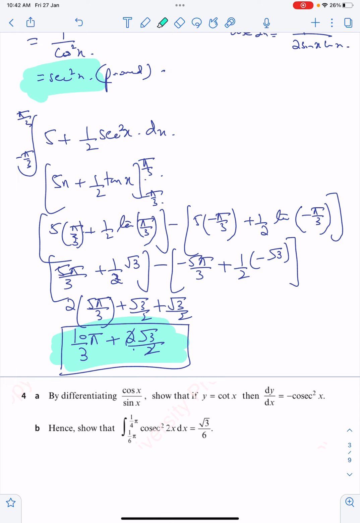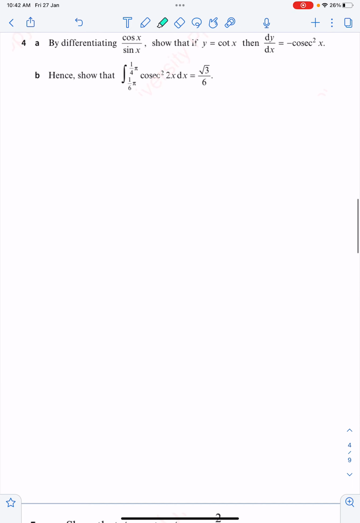Okay, moving on to this question. By differentiating cos x upon sin x, show that if y is cot x, then dy by dx equals to this. Okay, this is equal to cot x. So if y is cot x, you have to differentiate this.